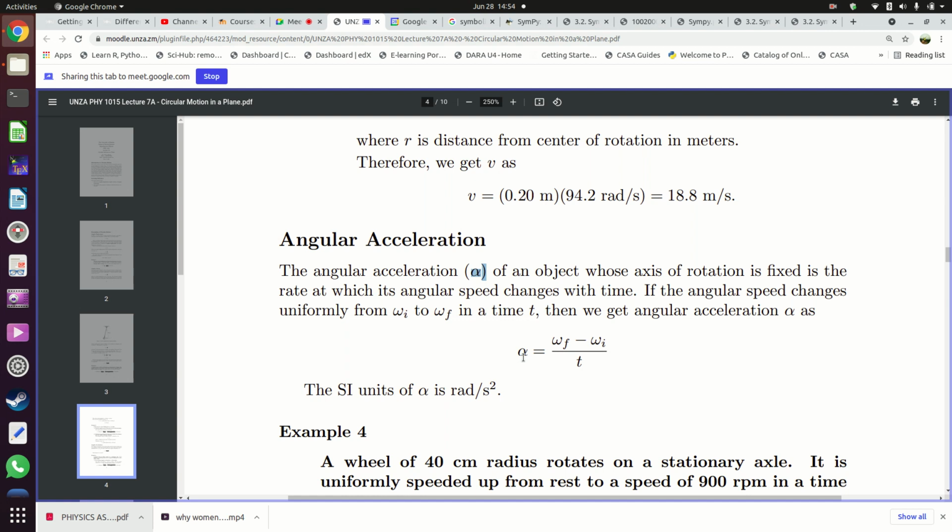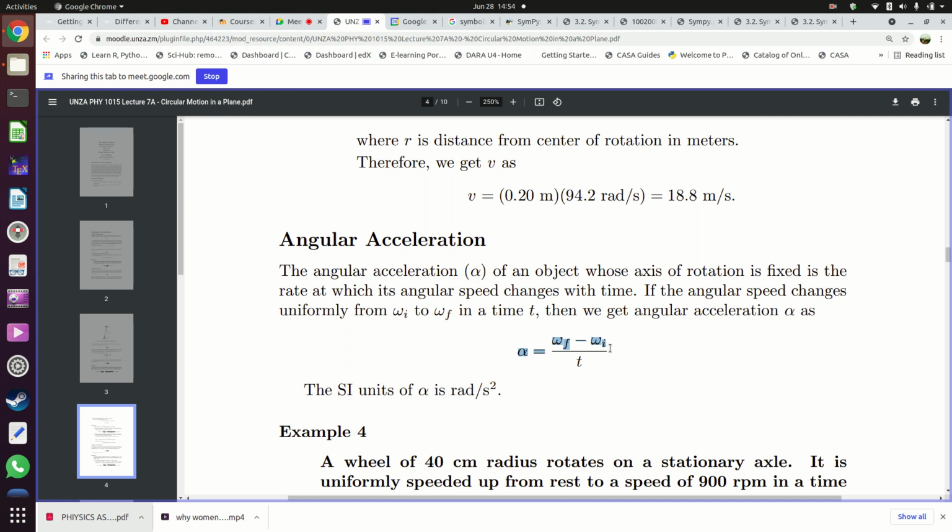And how do we define angular acceleration? Angular acceleration is just the change in the angular velocity divided by how much time it takes to make that change. So you have your final angular velocity minus your initial angular velocity, divided by the time. Angular velocity is measured in radians per second, then you divide by the time, so you end up with radians per second squared. This expression is a carbon copy of your acceleration formula.